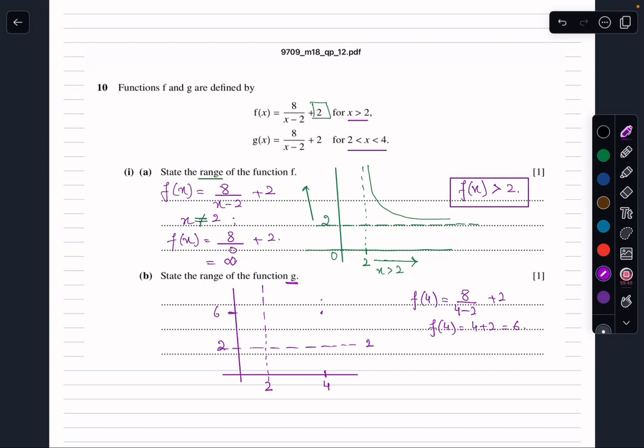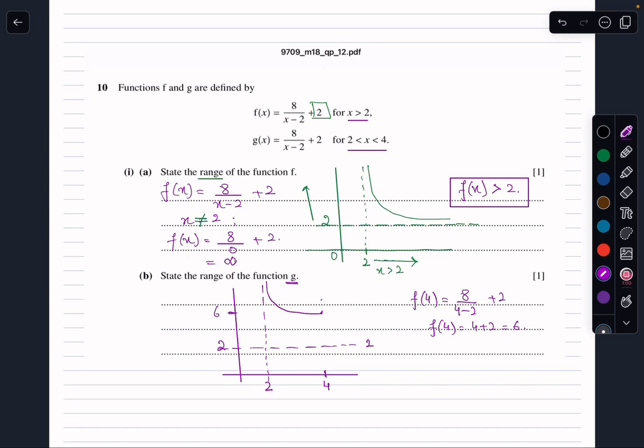So 2 is asymptotic, 2 is undefined, meaning the curve starts here, and when x is 4, this is where it should end. My curve starts here, and when x is 4, this is the point at which it should end.